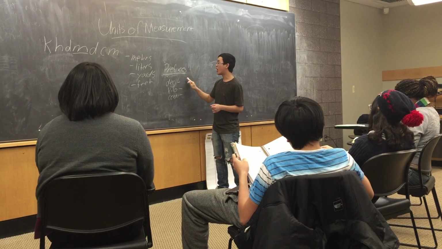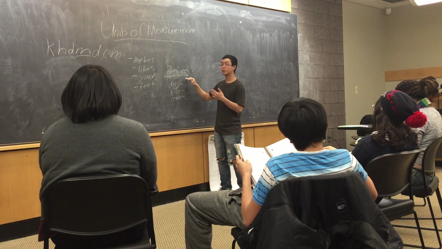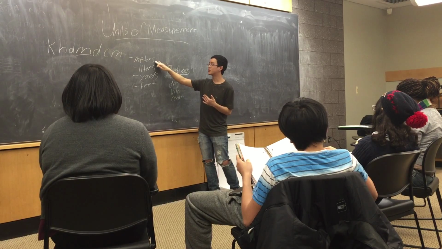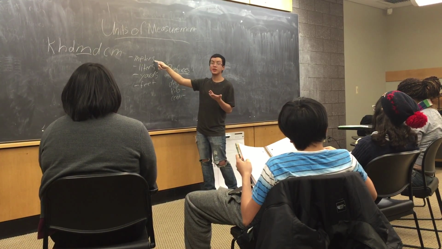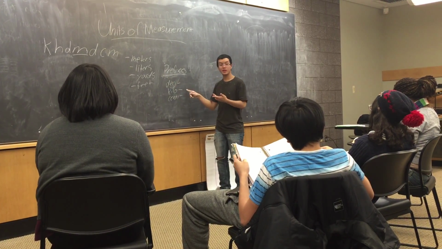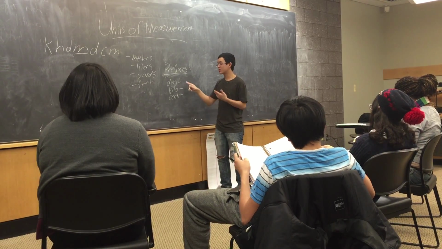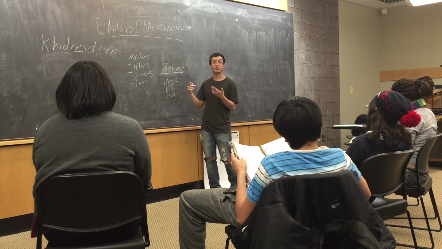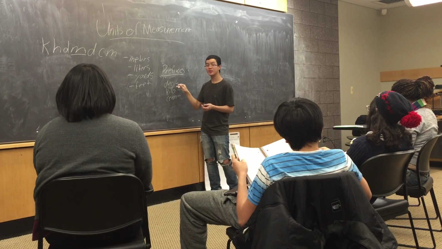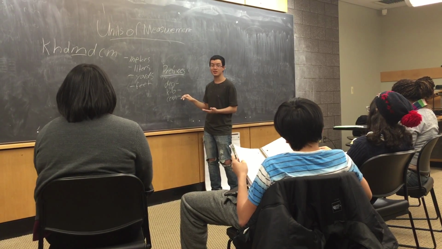The metric system operates on a set of prefixes attached to each base. So a base would be like meters. You could have something like kilometers, centimeters, or decimeters. The same goes for liters. You can have deciliters, kiloliters, and centiliters.